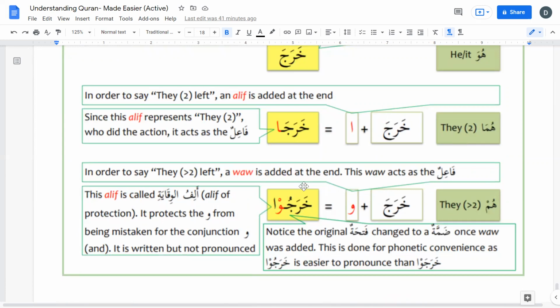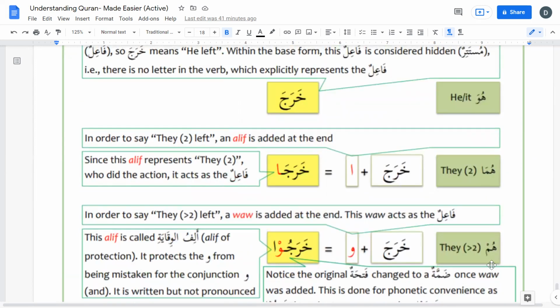And then after huwa, huma, we have hum. Hum means they, three or more than three. So two plus, or we can say at least three or more than three males, they left.